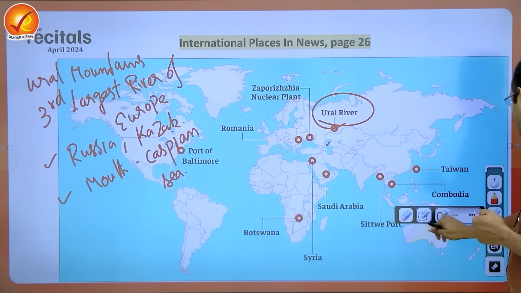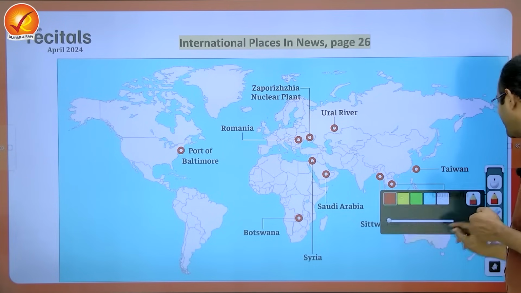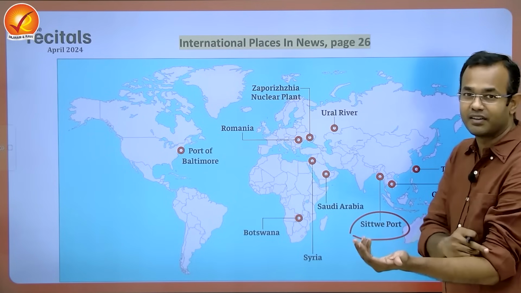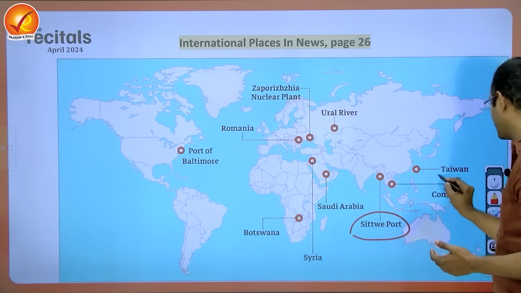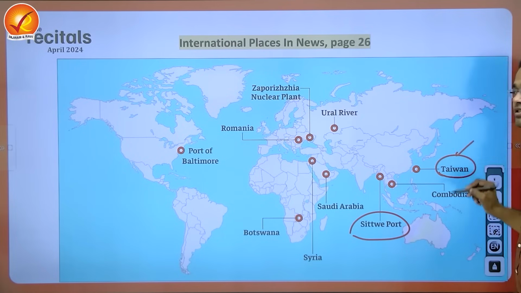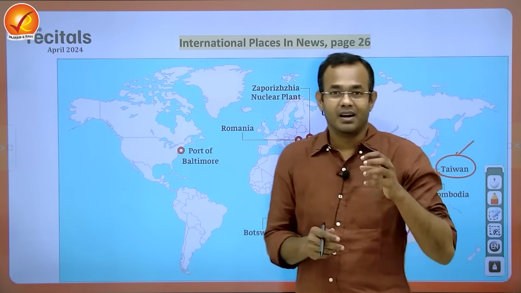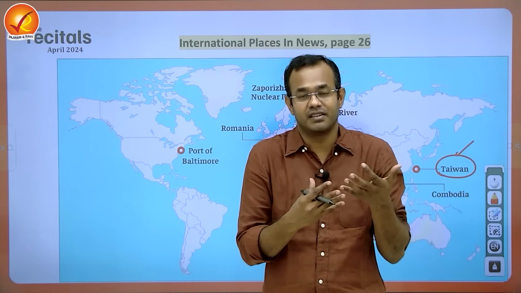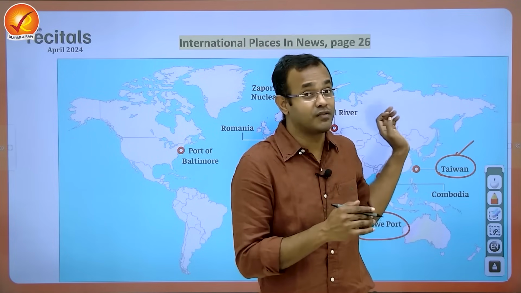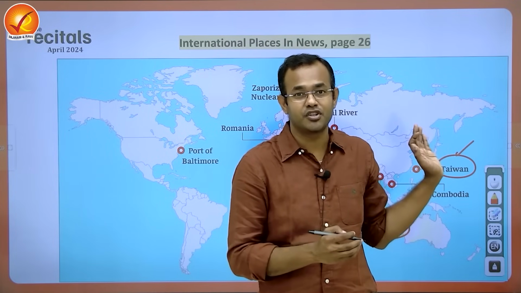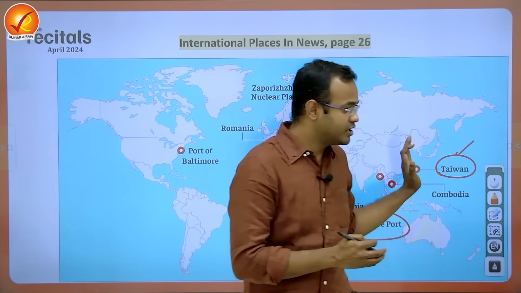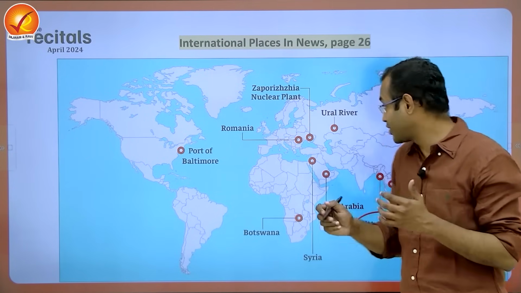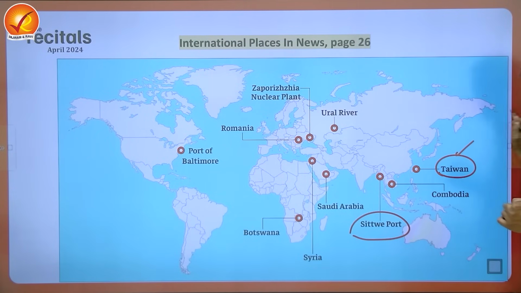Moving on to the locations, Sittwe port, which we discussed a slide before, is present in the Kaladan River estuary in Myanmar. Moving on to Taiwan. Taiwan has been in news because of a devastating earthquake of more than 7 on the Richter scale, one of the most powerful earthquakes in the last 25 years. Taiwan is known for its large electronics and semiconductor industries.